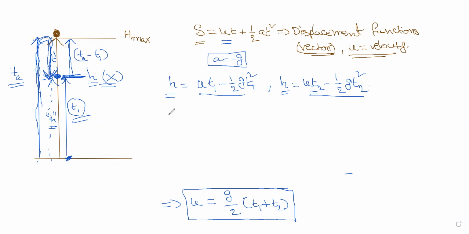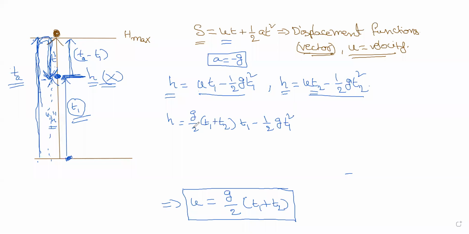ఓకే, ఏమైనా డౌట్స్ ఉంటే చెప్పండి. We will solve anyway. Matrices మనం వస్తాం. So u is equal to, let's substitute here. So this becomes g by 2 into t1 plus t2. u బదులు సబ్స్టిట్యూట్ చేసేసాను ఇక్కడ. Into t1 minus half g t1 square.